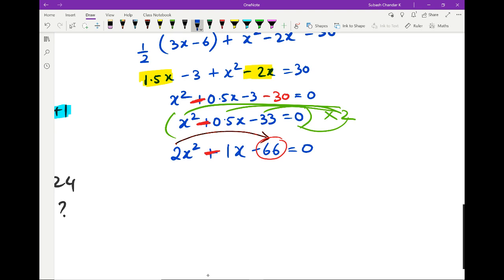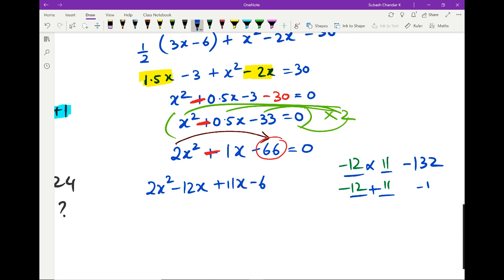Okay, anyway, so this was negative 1. So let's see. 2 times negative 66, that's still going to be negative 132. But I'm looking for negative 1, which means the two numbers are going to be negative 12 and positive 11, because I thought something was not right with that. Okay, so then we can redo this whole thing again. 2x squared minus 12x plus 11x minus 66 equals 0.